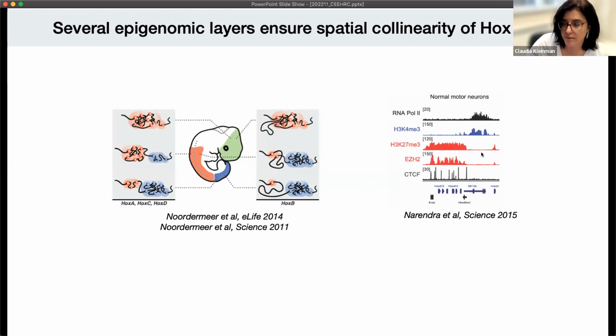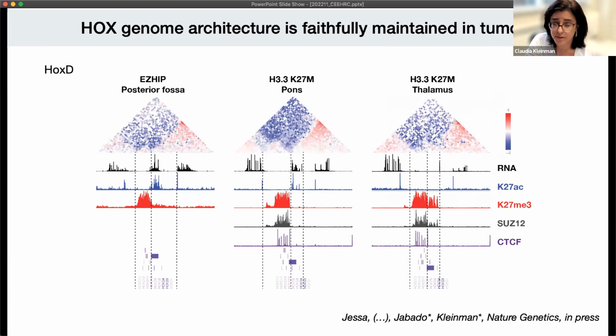So we have an active subdomain and an inactive subdomain marked by K27me3, and then with knots tied with a CTCF loop. So very, very structured epigenome structure here. So the question is, what happens in the tumor? Are they having an abnormal oncogenic expression, or are they structured? And we find this beautifully maintained structure in these clusters that roughly correspond to the anatomical location of the tumor.